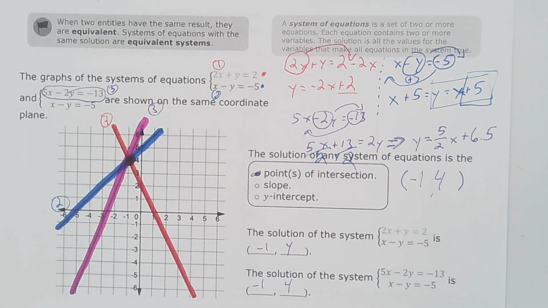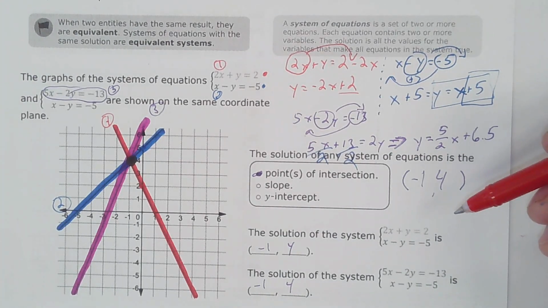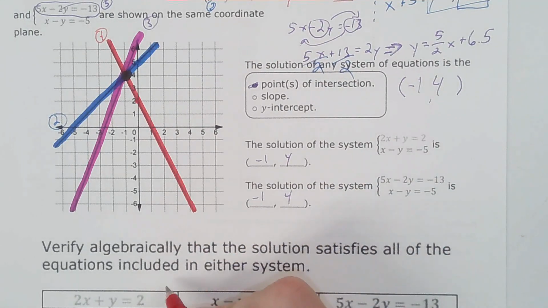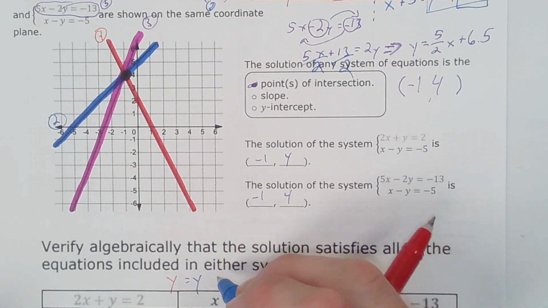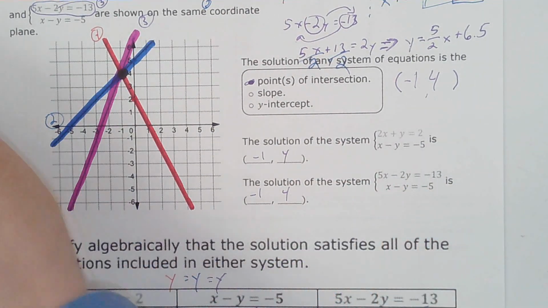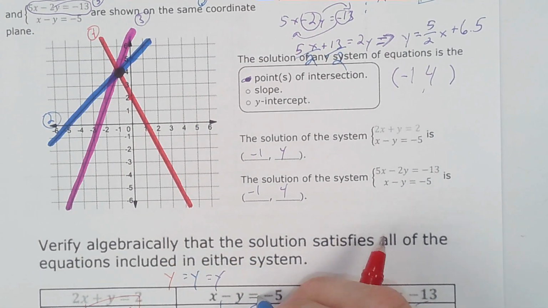But how do I prove it algebraically? Well, I know that at this point, all my y's are the same. They're all 4. So y equals y, which equals this y. All those y's are equal to the same thing, and those y's equal that, and they equal this. Can you see the examples?